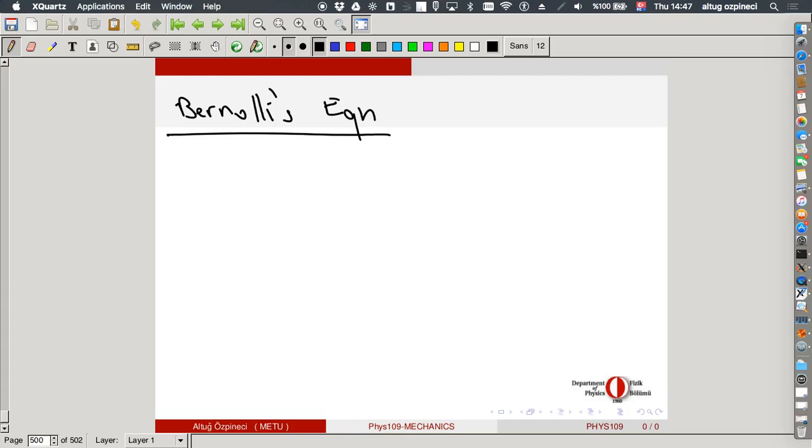Okay, so in this hour we will be discussing Bernoulli's equation. Now the phenomenon that we would like to study is basically this one. If you just take two foils, two very thin sheets, put them separate from each other, and just blow in between them, you will see that they just move together.